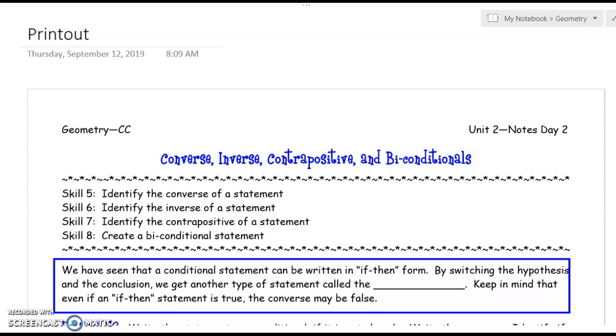You should have your notes packet out to the day 2 notes. If you don't have a notes packet because you weren't here yesterday, just let the sub know and they can get it for you. It's on the cart behind my desk.